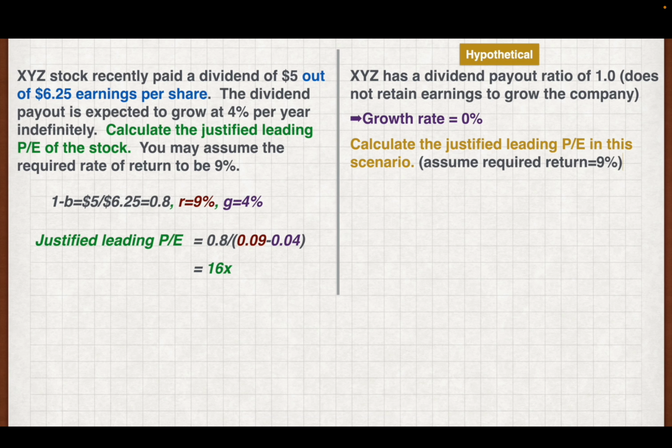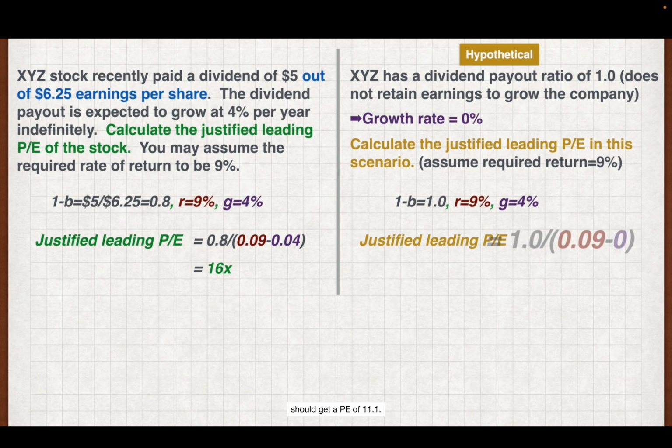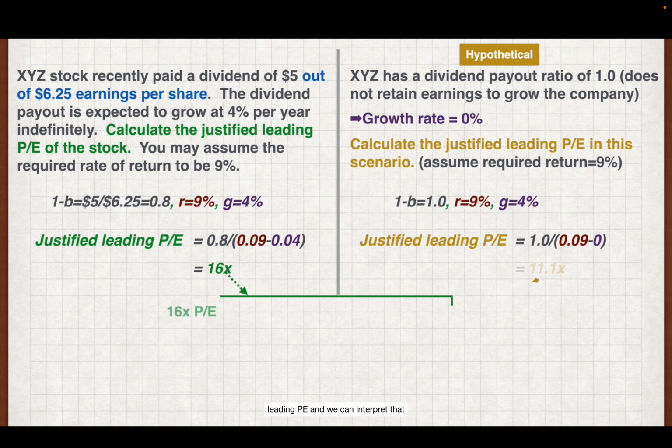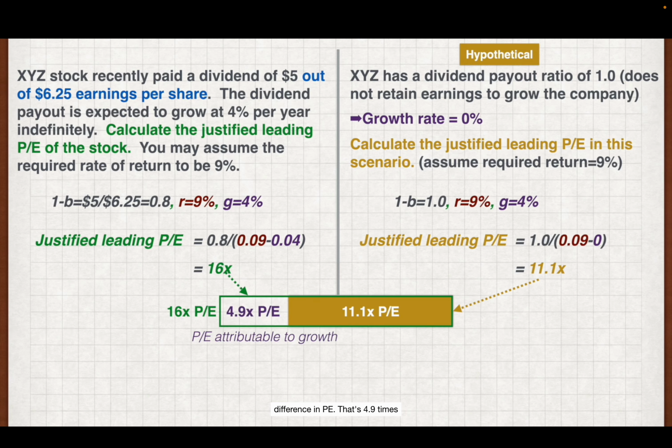And we're back. If we plug in the figures into the formula, we should get a PE of 11.1. Compare this with our earlier calculation of 16 times leading PE, and we can interpret that difference in PE, that's 4.9 times PE, as attributable to expected growth of the company. We can also use this argument to segment the firm's equity value into two components.